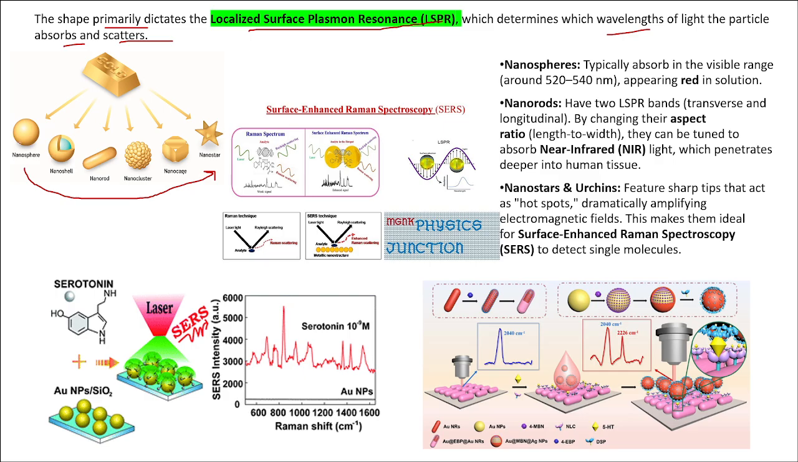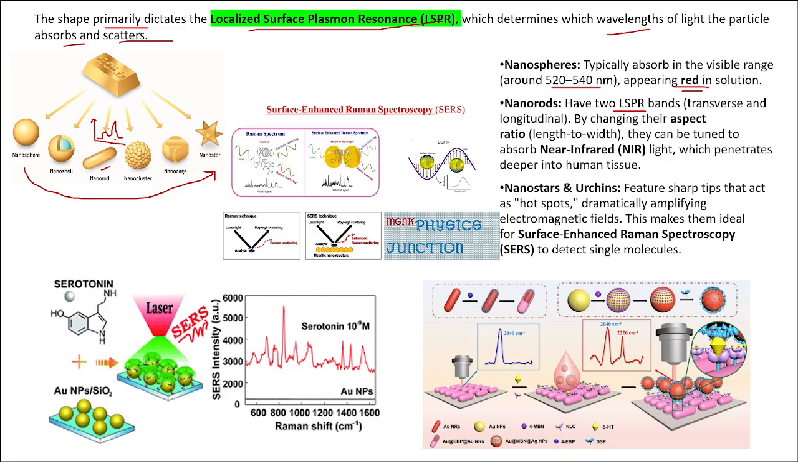It will show somewhere around 520 nanometer. Now, these nanorods show two different peaks. You would see two peaks, one transverse peak and one longitudinal peak, one somewhere around 510 to 515, and the other somewhere around 1050 or 800. So you will observe two different peaks for these nanorods, and a different absorption peak for nanostars as well. Nanospheres absorb in the visible region, 520 to 540 nanometer, and look red in solution.